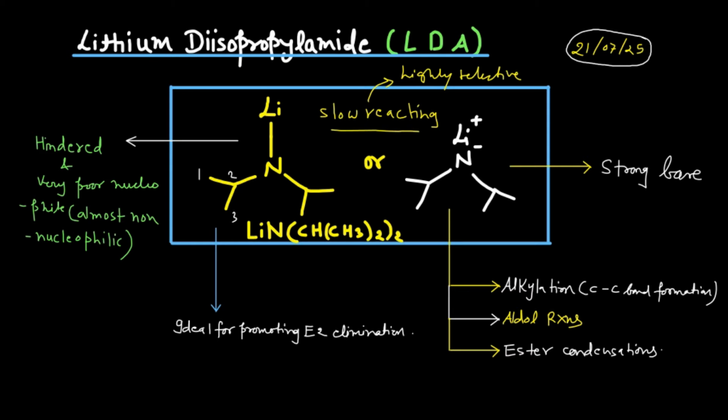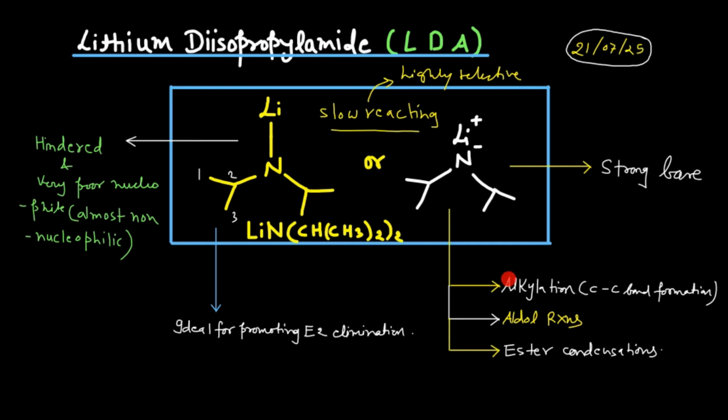This LDA is very ideal for promoting E2 elimination reactions. We will see that in a little while. There are enormous numbers of applications in organic synthesis and natural product chemistry, but we will discuss very few important applications of this LDA. From this particular topic, questions generally appear in the CSIR NET examination as well as the GATE examination. So what are the different applications you should see here?